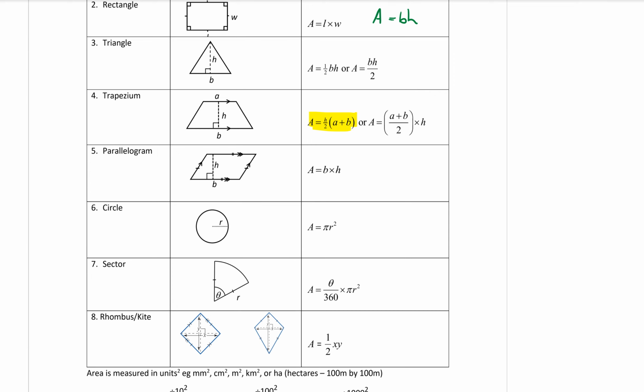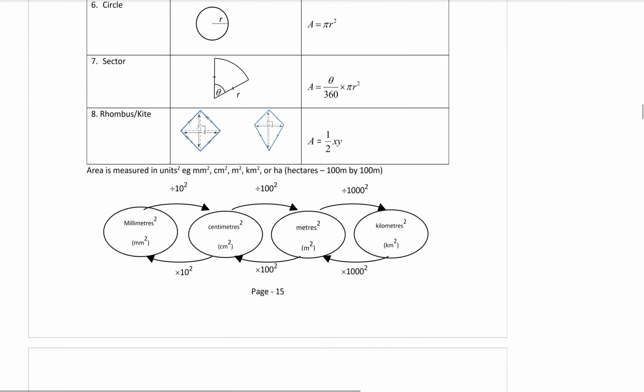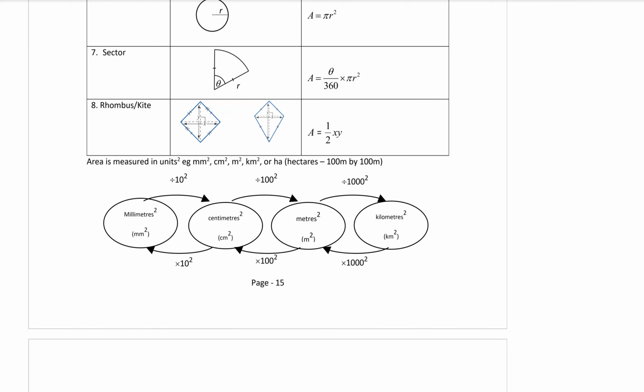No? Good, all right. Down the bottom, I have a conversion diagram for you. So you know how to convert between millimeters, centimeters, meters, and kilometers. There's 10 millimeters in a centimeter, 100 centimeters in a meter. So you're used to that kind of conversion.